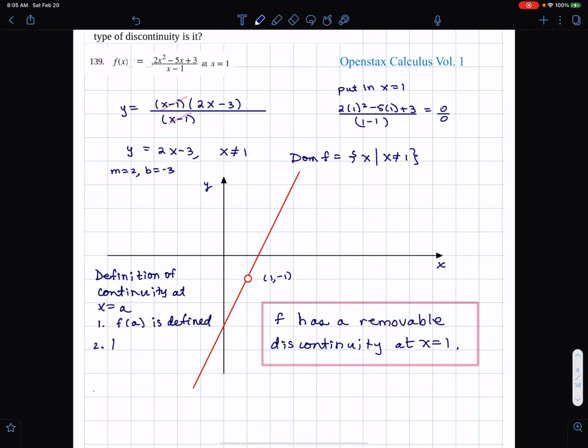The second one is that the limit exists. And in this case, the limit does exist. And the third is that the limit as x approaches a equals f of a. So for a removable discontinuity, f of a might be defined, but it doesn't have to be. The limit exists, but it's the third condition that fails. The limit of f of x has to equal f of a. For a removable discontinuity, that doesn't happen. The limit doesn't equal the value of the function.